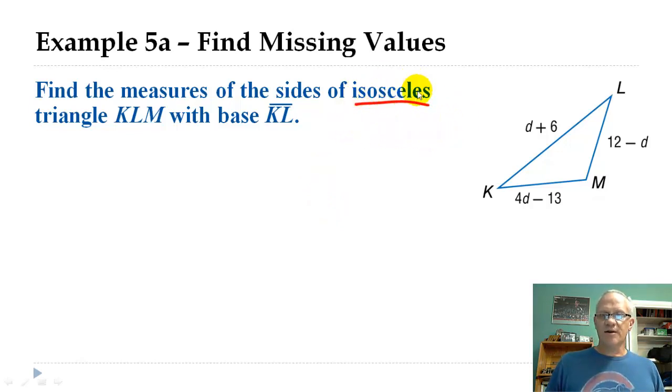Okay, let me mention this here then. When you're talking about an isosceles triangle, the base, when they give you the base, that's the side that's not congruent, okay?